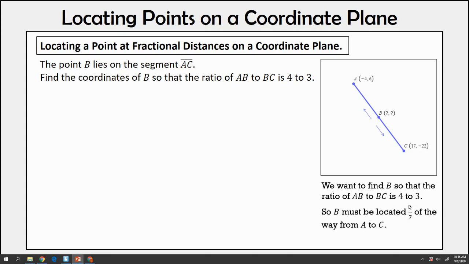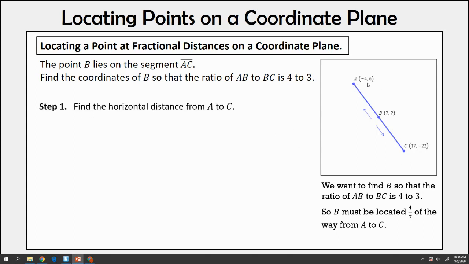So we're going to go back to what we did on the last problem. If the ratio is 4 to 3, that means it's 7 total units, right? 4 plus 3 is 7. We want to go 4/7 of the way from A to C, and that will give me a 4 to 3 ratio. Okay, so we added the 4 and 3 together to get the total units, which is 7, and I want 4 of those 7. Okay, now we're going to do the same thing.